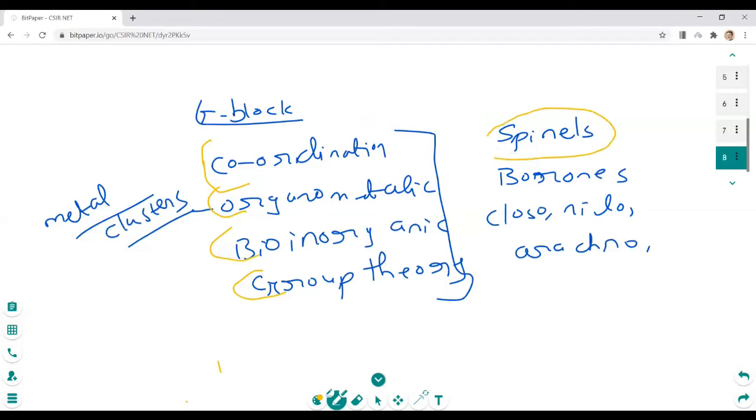You have to learn spinel. Here, very important, they will give an oxide and ask, is it a normal spinel or a reverse spinel? Then boranes. You have to understand closo, nido, and arachno, and sometimes you also have to learn Styx number. Okay, that's it. And then you learn what is F block.